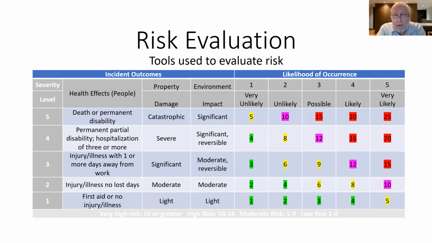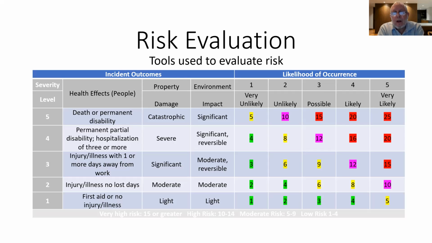1 is first aid or no injury or illness. 2 is injury or illness with no lost days. 3, injury or illness with one or more days away from work. 4, permanent partial disability, hospitalization of three or more. And 5, death or permanent disability. And that's for health effects on people.